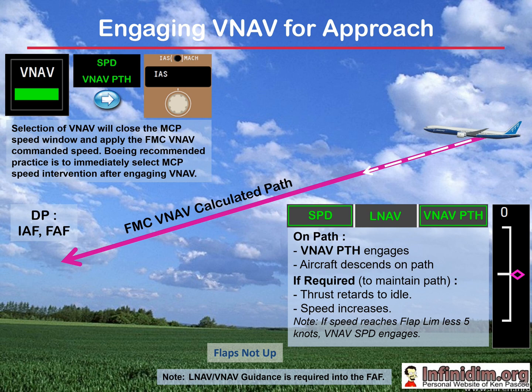It's crucial to note that as you engage VNAV path, the MCP speed window will close and revert to FMC commanded speed. As soon as it's closed, you'll need to open it again through speed intervention to manage your speed down final in accordance with FCTM guidelines. The trick here is to actually wait for the speed window to close. Selecting VNAV and immediately pressing the MCP speed selector doesn't do the job. You have to wait a second or three for the VNAV path to actually engage on the FMA and the MCP speed window subsequently close before you can open it again. Ask me how I know this.